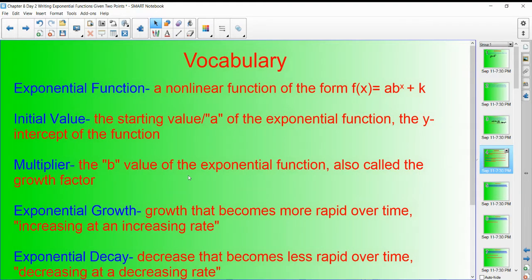So vocab is the same. We still need to find our initial value and our multiplier. Growth is if my multiplier is above 1. Decay is if my multiplier is below 1. Okay, today, once again, I said we're going to ignore k. Most of these functions are going to have an asymptote where we approach 0.